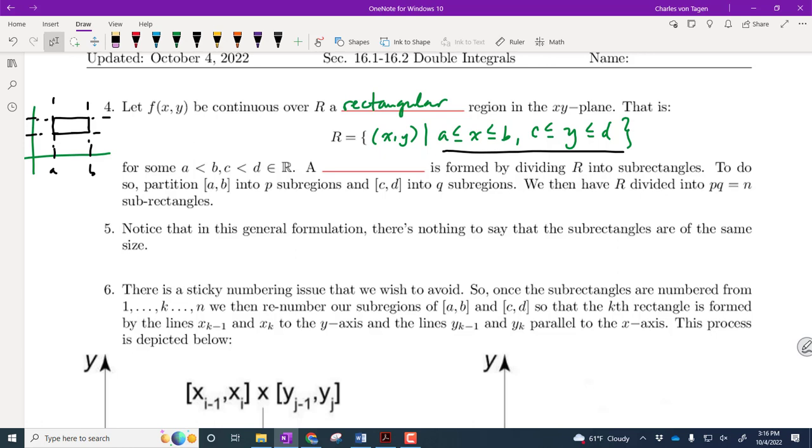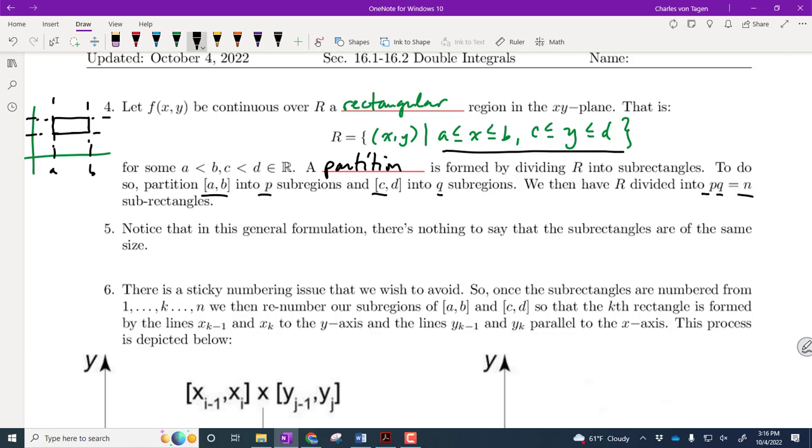A partition is formed by dividing R into subrectangles. To do so, we partition the interval AB into P subregions, and we partition the region CD into Q subregions. That gives us a total of P times Q, or N subrectangles.